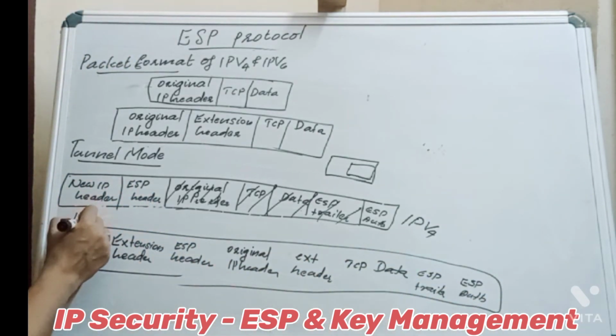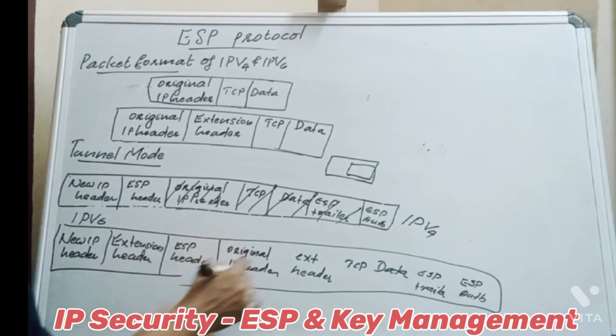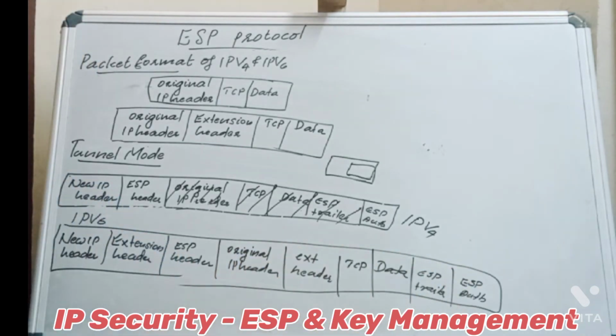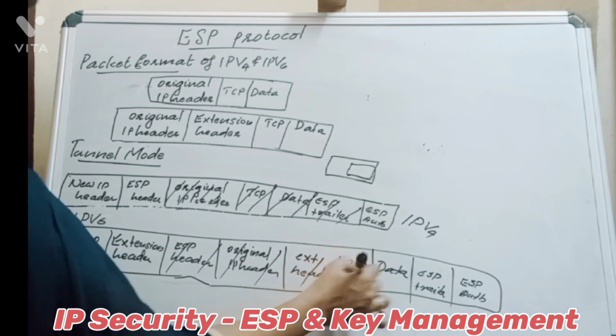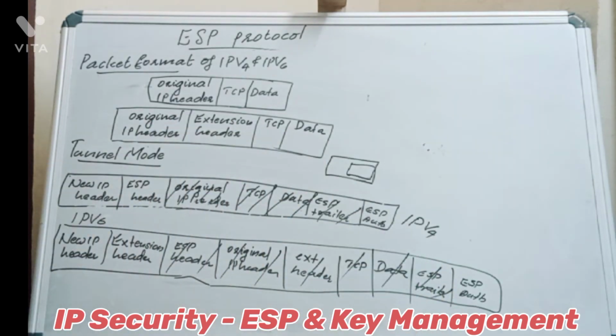Okay, this is the IP version 6 packet format after applying ESP in the case of tunnel mode. Here, the whole packet will be taken as the inner packet, then an extra new IP header will be added. Here this data will be in encrypted format. So, that is all about the ESP protocol.